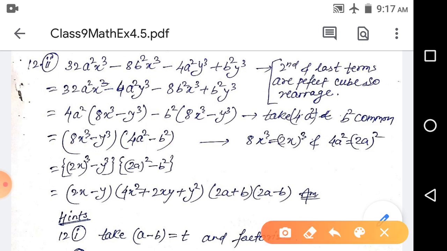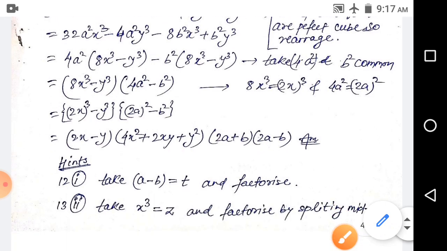For this 8x cube we can use 2x whole cube, and y cube is y cube, and for this 4a square we can write 2a whole square. Now we will use the formula a cube minus b cube equal to a minus b, that is 2x minus y, 4x square plus 2xy plus y square, and for this 2a plus b and 2a minus b, and this is the final answer.